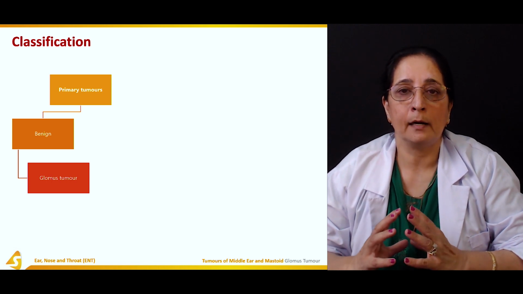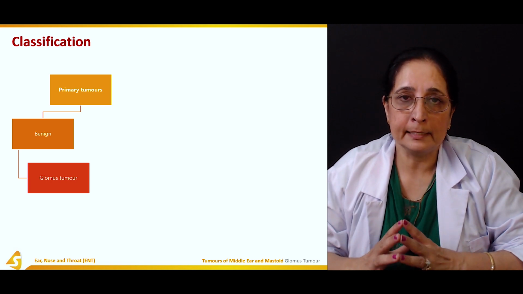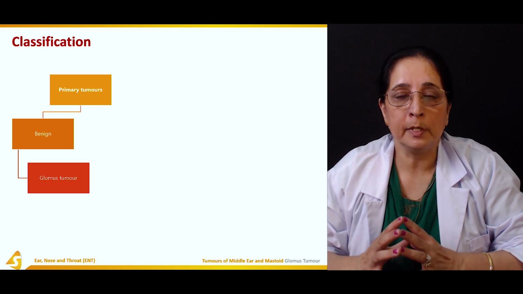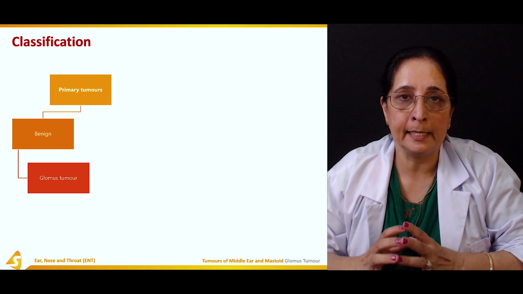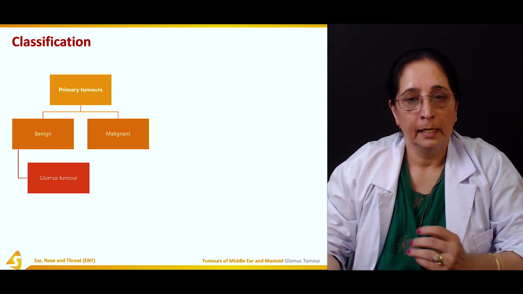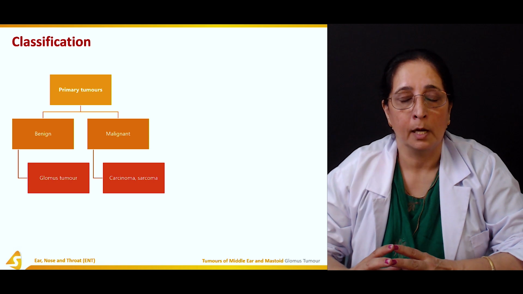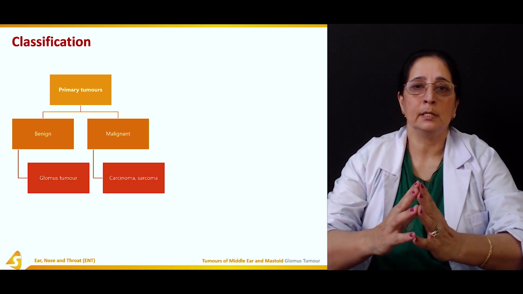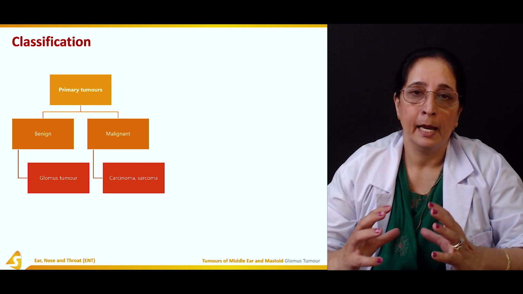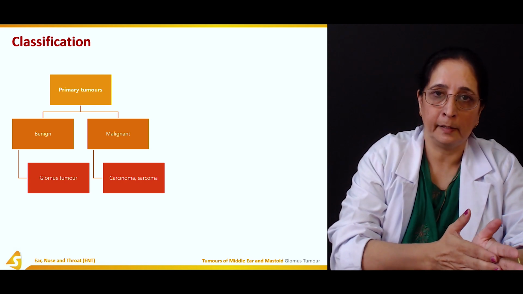Benign tumors are less invasive, localized tumors, and they are less dangerous as compared to malignant tumors. And the glomus tumor of the mastoid and middle ear is the benign tumor. Then malignant tumors are the sarcoma and carcinoma. So primary tumors are the tumors which arise from the mastoid and the middle ear rather than spreading from some other area of the body.